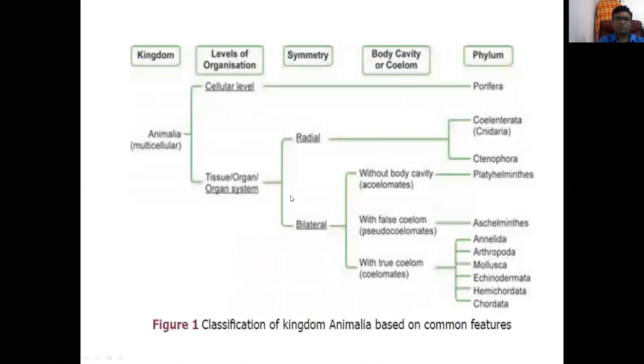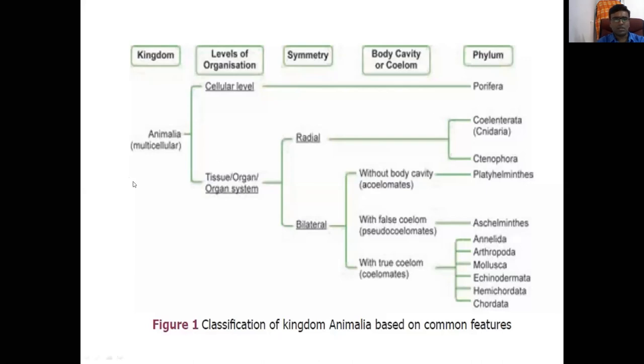Okay. Now, if you look at this flow chart, hope everyone is able to see this flow chart. You can see the kingdom Animalia has been further divided based on different criteria like levels of organization, symmetry, and the body cavity. So all of you are aware of that, coelom, the body cavity. Now there are 2 levels of organization. One is a cellular grade of organization where the entire animal body is just a group of cells, right? So which is the phylum representing a group of cells as the animal, that is the phylum Porifera, right?